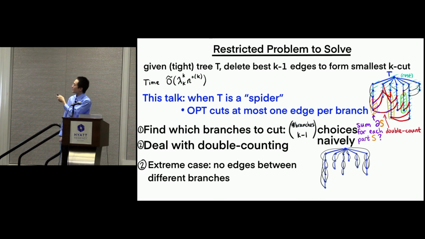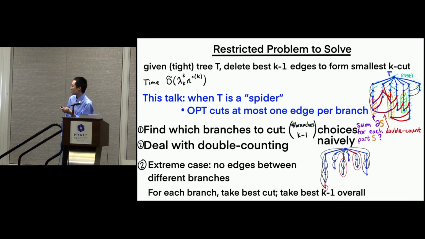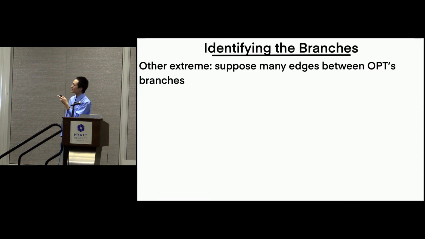But note that if there were no such edges between two different branches, so for example, if for every edge the two endpoints belong to the same branch, then we can do this. For each branch, we take the best cut in that branch and sum overall, and take the best k minus 1 overall out of all the branches. This will not double count, this will give us the right answer. So that's one extreme case. Let's consider the other extreme case, where there are a lot of edges between branches in the optimal solution.